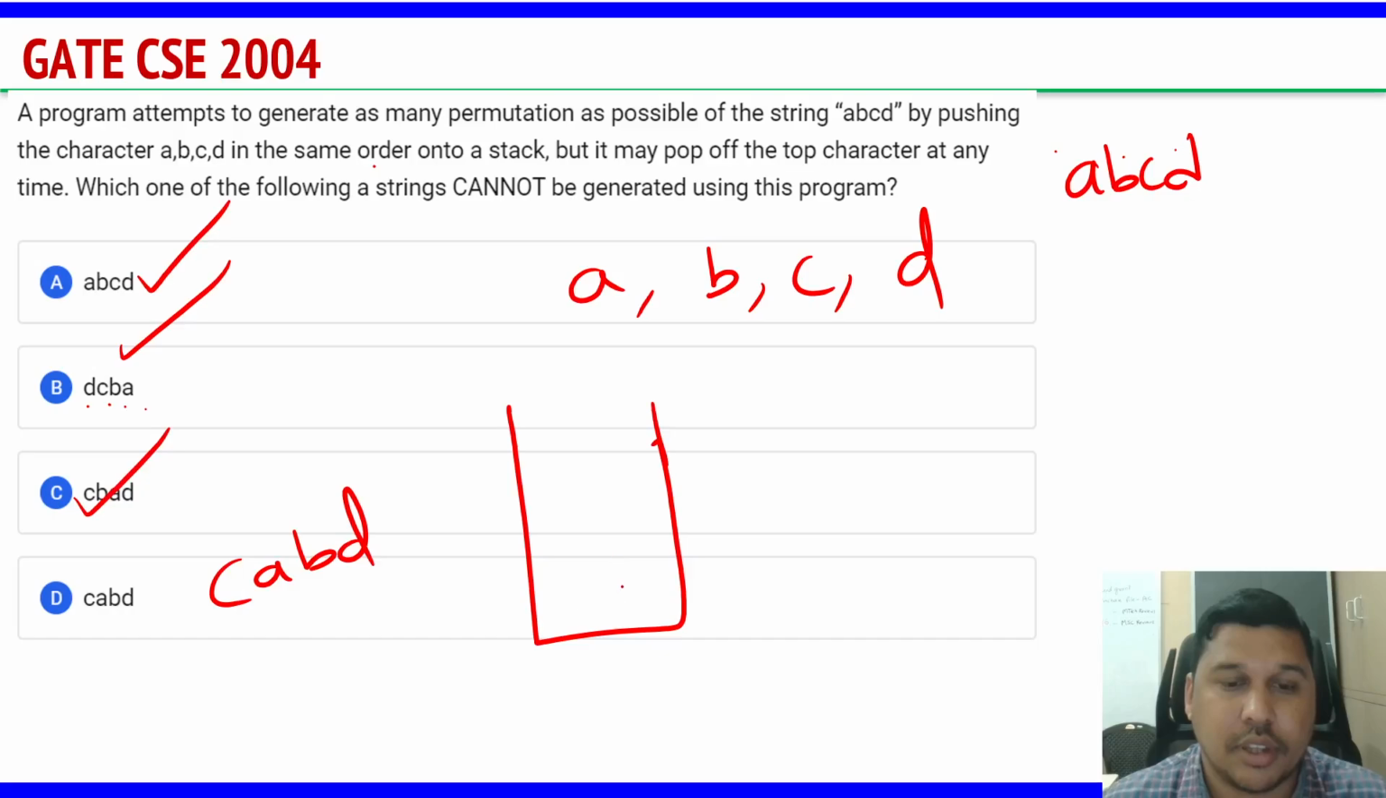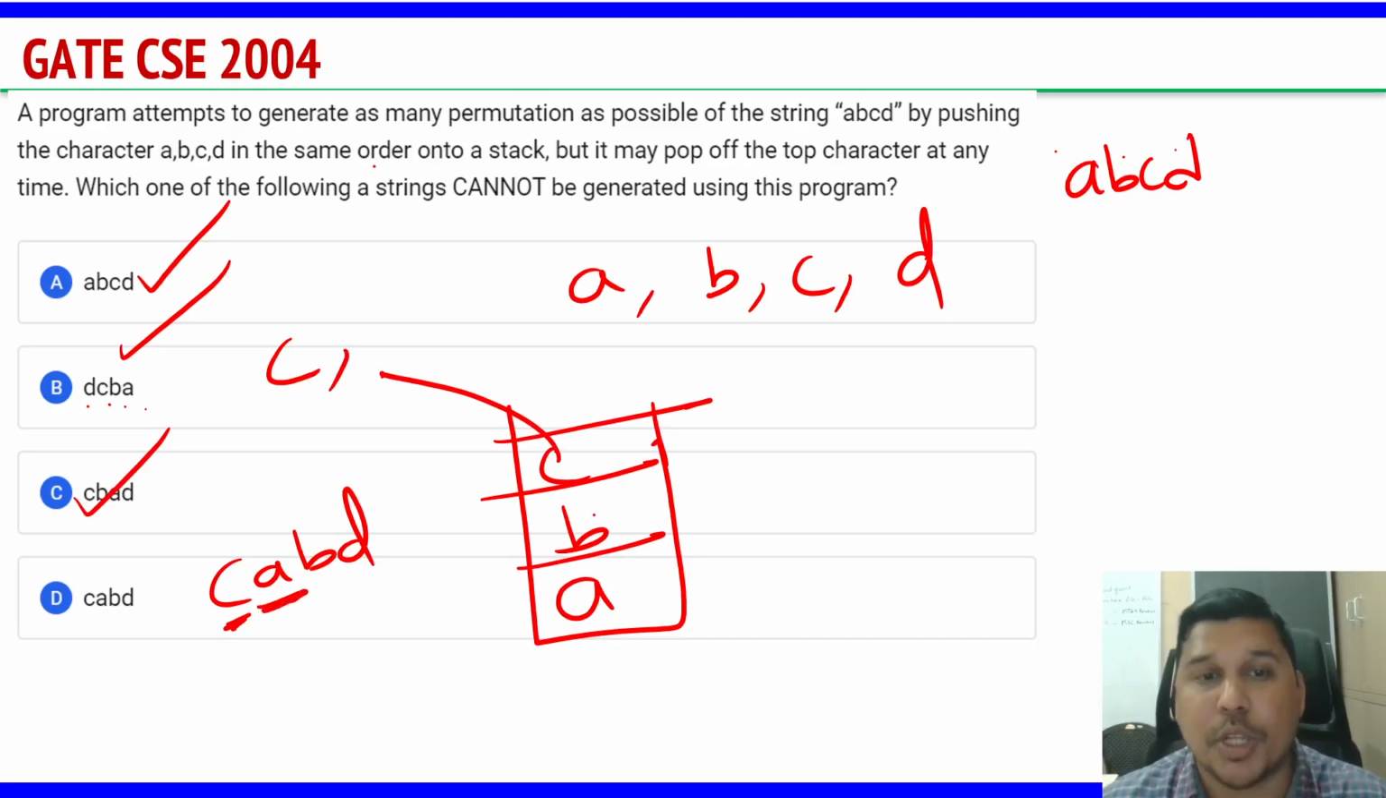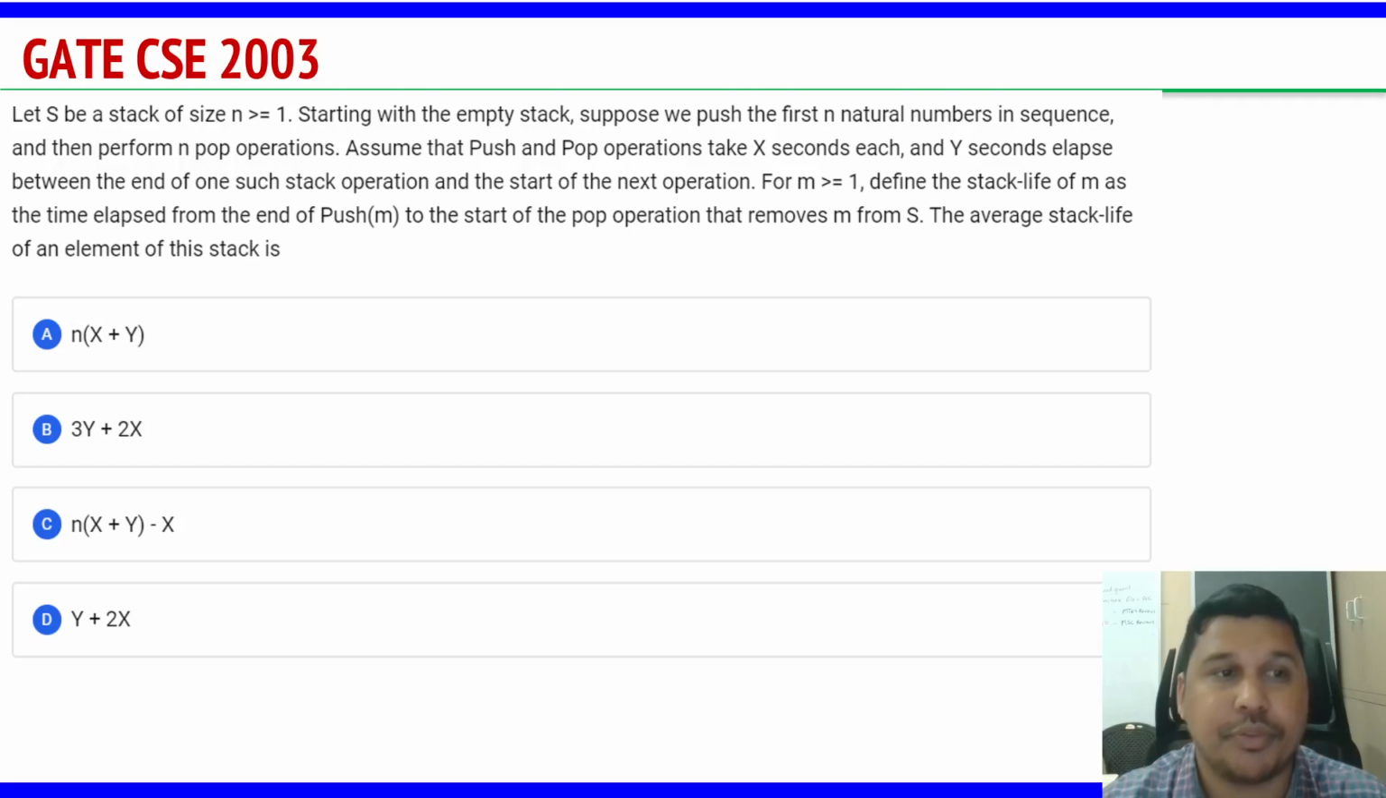CABD. Okay, in this case what will happen? To get C, I will first insert A, then B and then C. So pop out the C, I get C. Okay. Then I want A. No, it is not possible. I have to delete B and only do that. So in this case, the answer is this. This string is not possible.